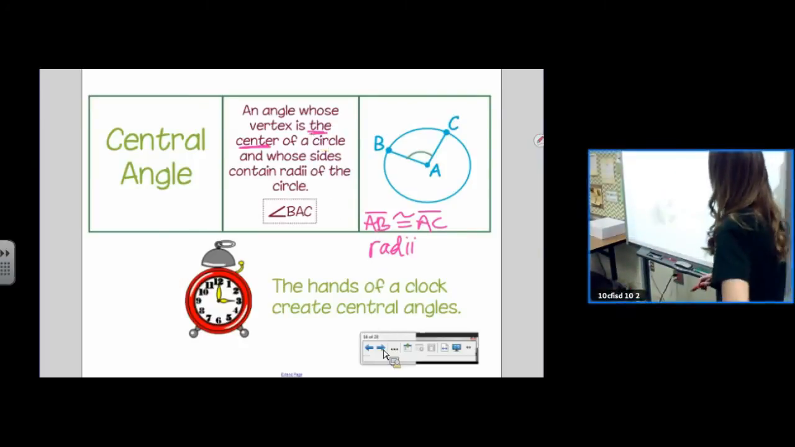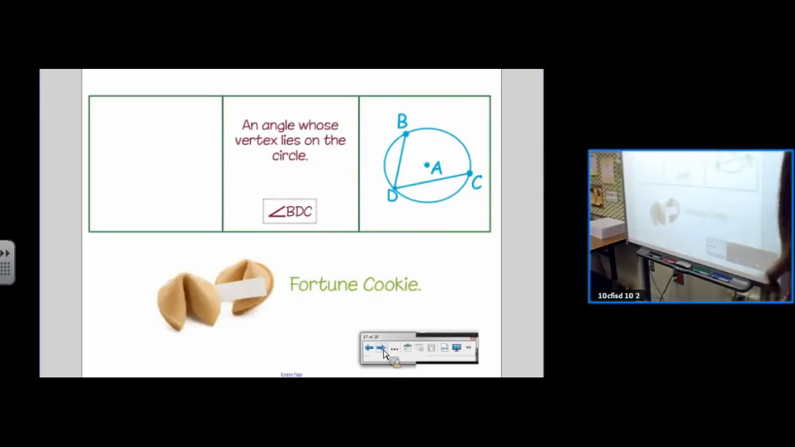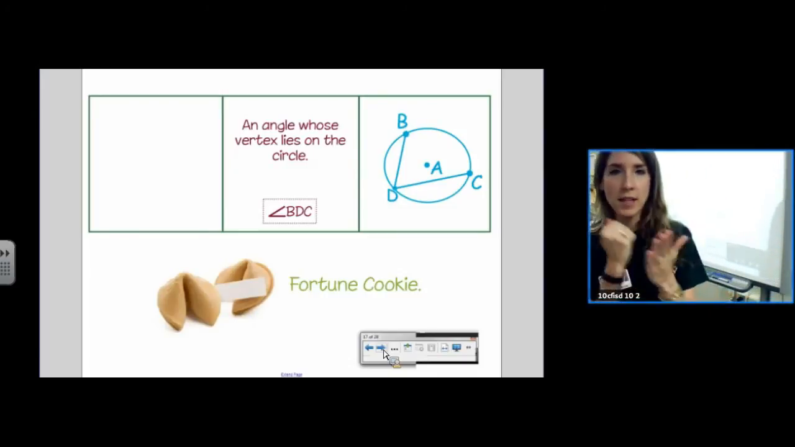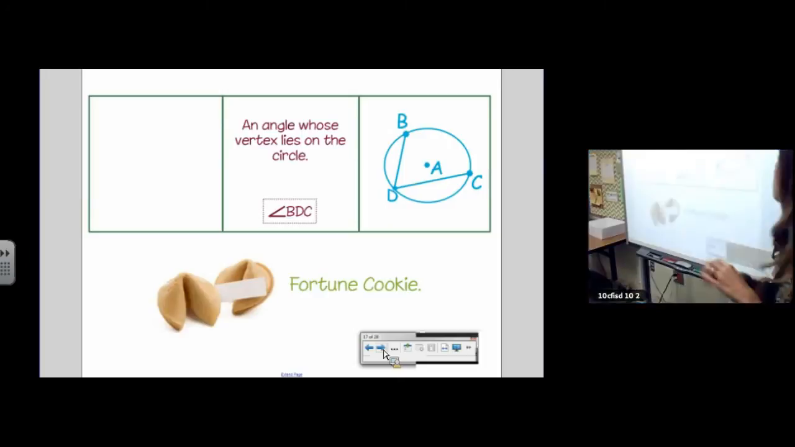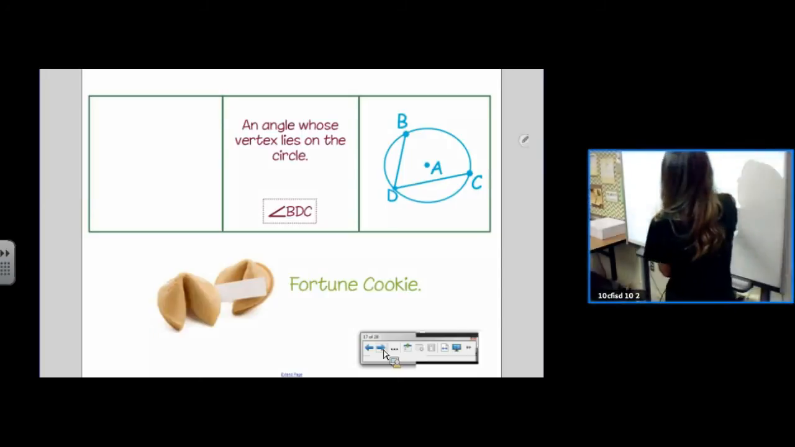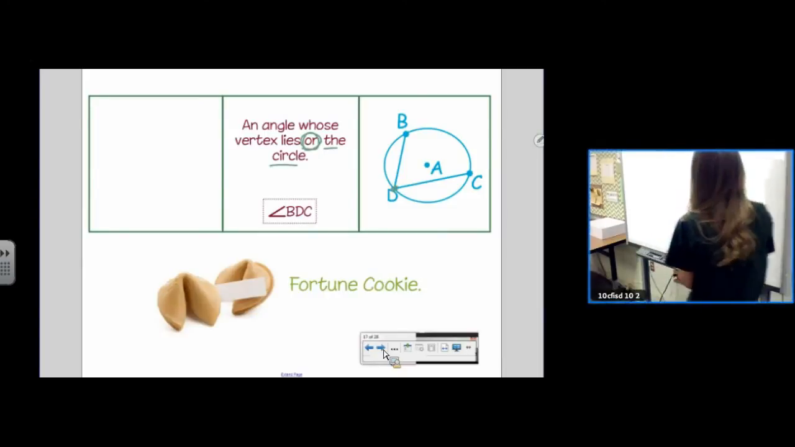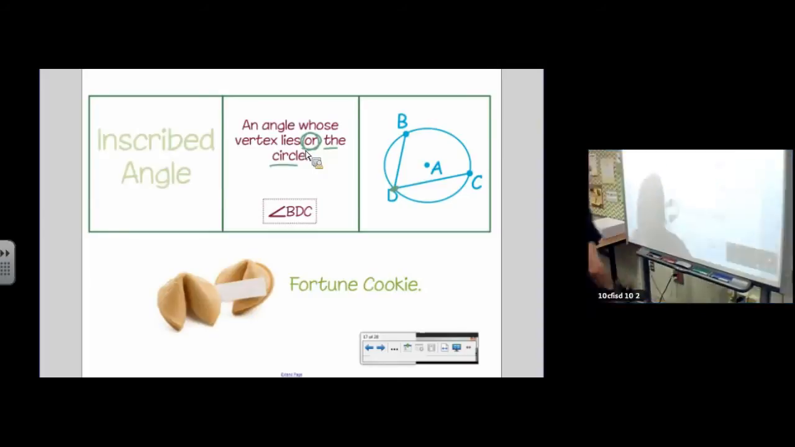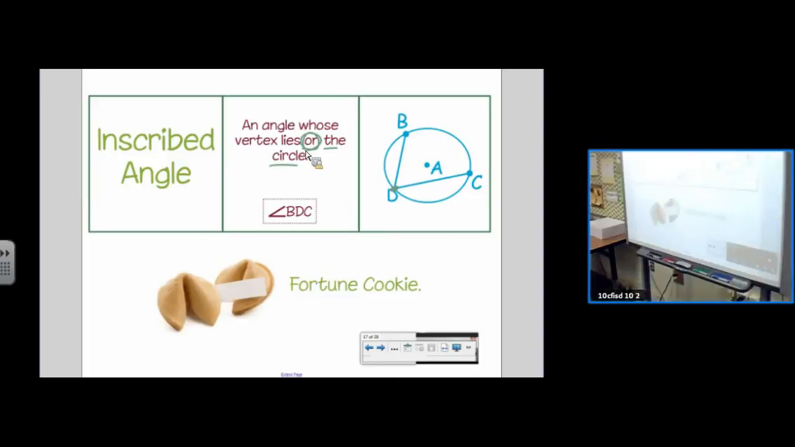Let's do the next word. Here's another angle. This angle, though, look at its vertex. When you're trying to name these angles, you always say, where is the vertex? This angle's vertex is on the circle. So the name of this one is called an inscribed angle. Inscribed angle.